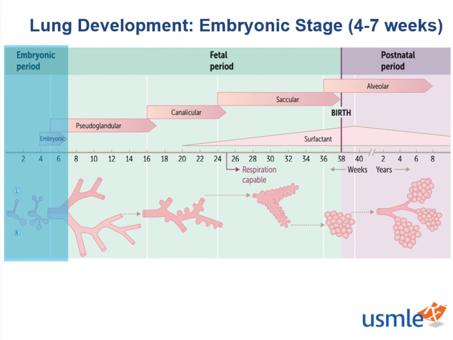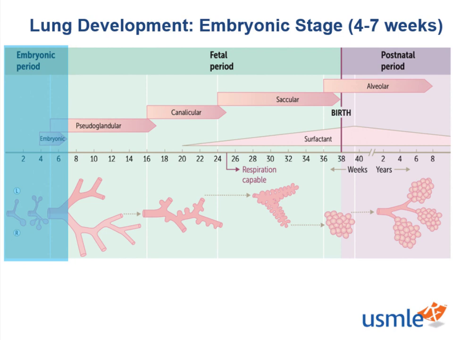High yield, high yield, high yield is to know that during the embryonic phase, the embryo is highly susceptible to teratogens, which can alter organ development. Step 1 commonly asks this, so repeat after me. The embryonic period of development is when organogenesis occurs and the embryo is most susceptible to teratogenic damage of developing organs. Got it? Good.